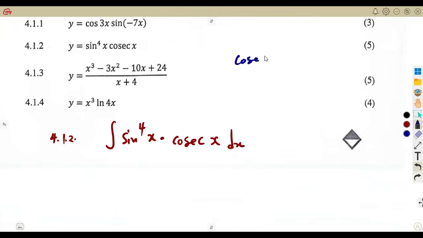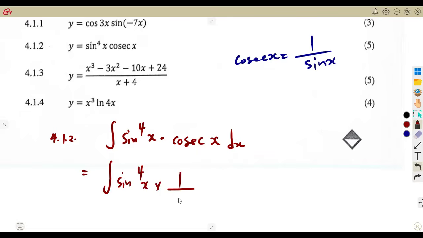Because the cosec of x is equal to what? 1 over sine of x. So you cannot have something like that. So let's get rid of this in terms of this simplification. Meaning to say, in this integral we simply have sine to the exponent of 4 times cosec, which is 1 over sine, dx. Sorry.